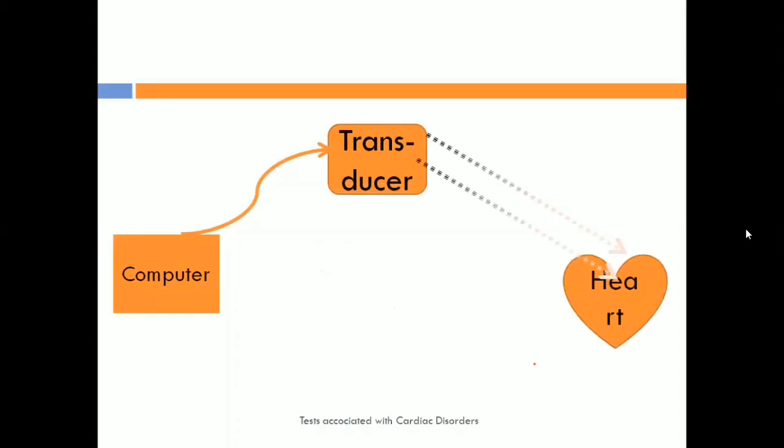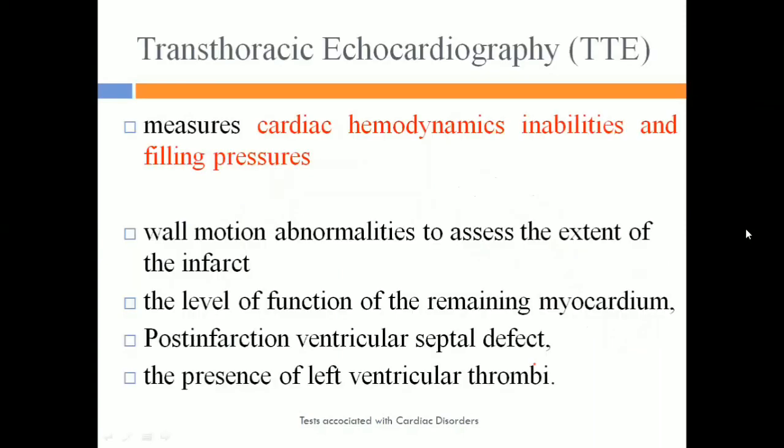Take this example. The computer will be attached with a wire to a transducer. The transducer will send signals to the heart. Based upon the resistance, sound waves with different frequencies will hit back the transducer. Again, from the transducer there will be a connection to the computer, where we will see the image of the heart.